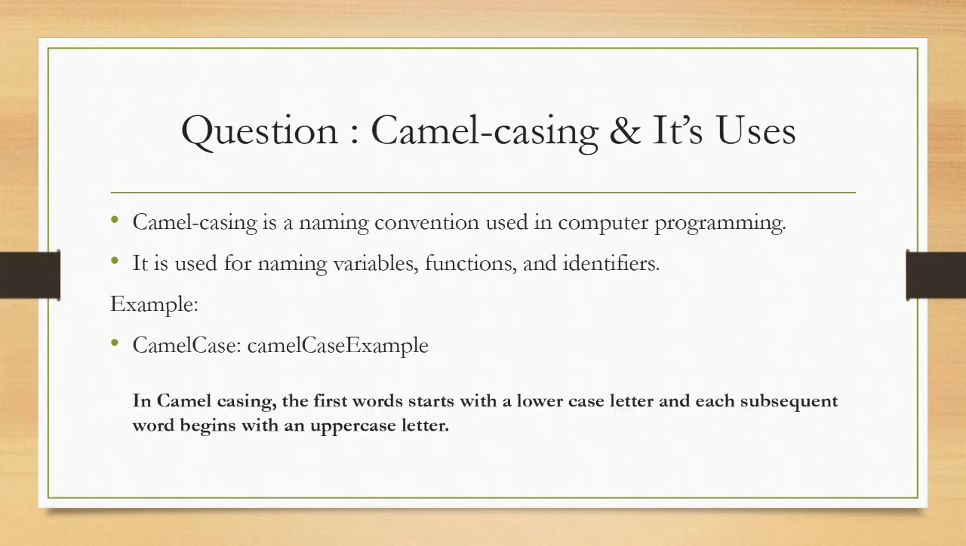And coming to camel casing and its uses, camel casing is a naming convention used in computer programming. Okay, it is used for naming variables, functions, and identifiers. For example, camelCase, and you can see the other example also, right? In camel case, the first word starts with a lowercase letter, and the last word, like for example, we will take one example in this call itself.